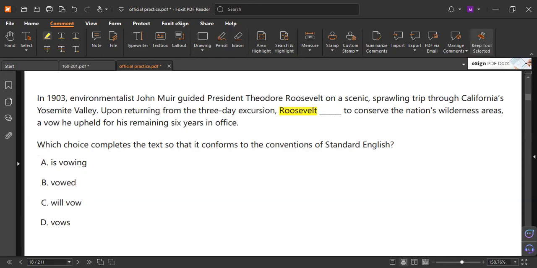Is it C? So letter C, wrong. How is it letter C? He said here, look, a vow he upheld, the action he said in 1903. All of the actions happened in the past already. How did you make it future? You feel it? As I said here, when he returned from the 3-day excursion, he did something. It must be B.